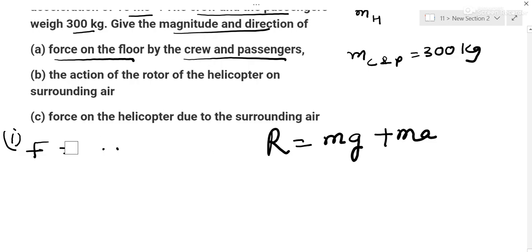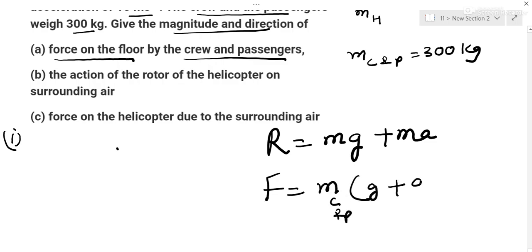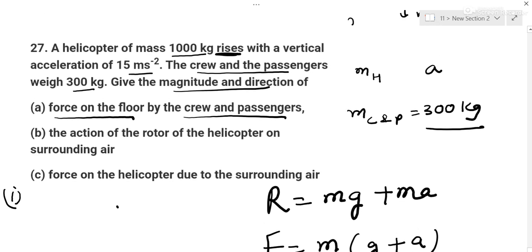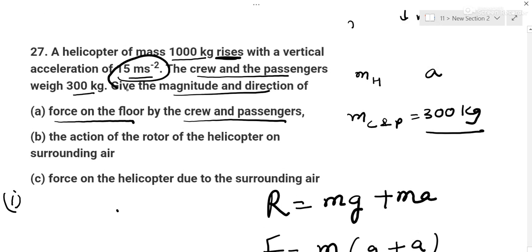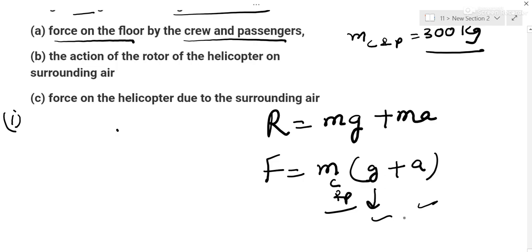The first part, the force would be equal to mass. Which mass will you take? Only the crew and passenger, into g plus a. Just substitute the mass of crew and passenger as 300, g as 10, and the acceleration they have given as 15. So this is 10, this is 15, 10 plus 15, and the mass of crew and passenger you will substitute here and report the answer in newtons.